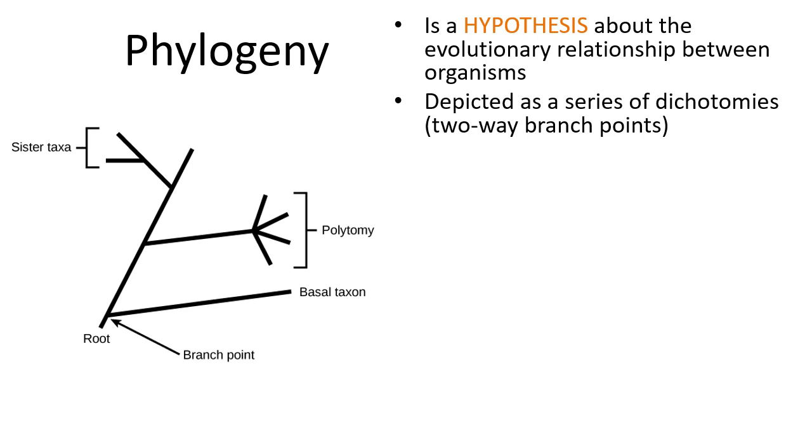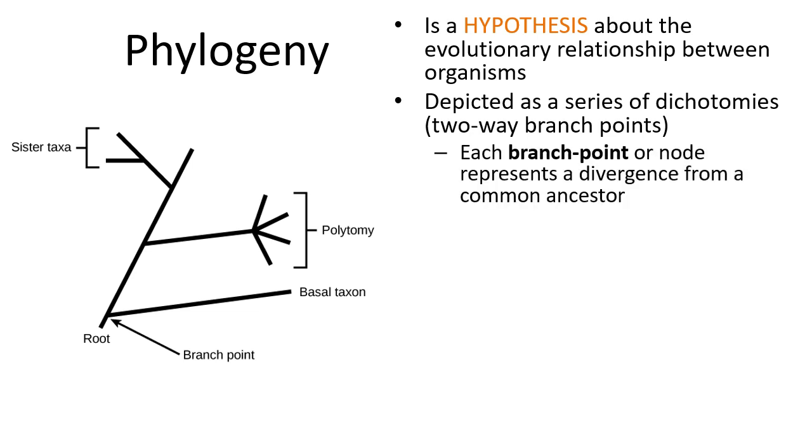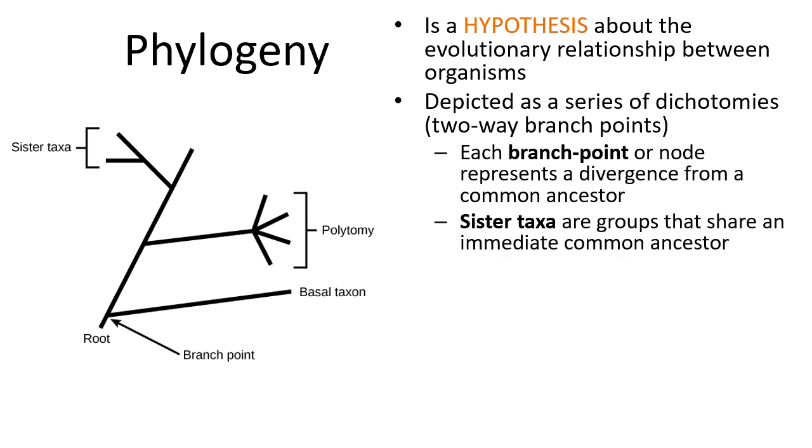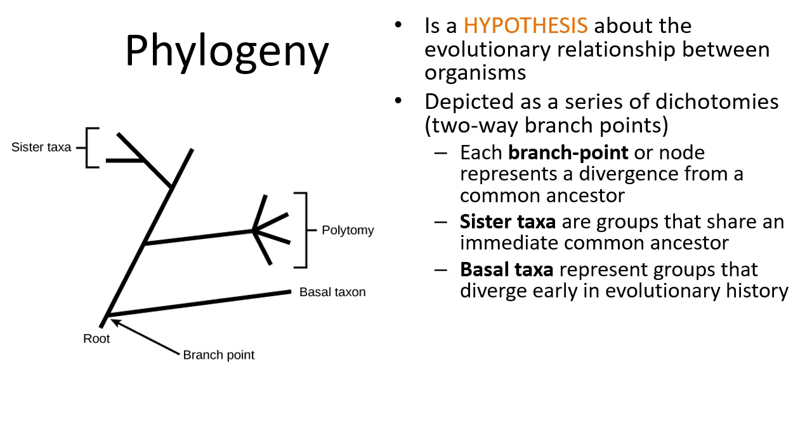All right, but essentially every node has at least two branches coming from it. Each branch point, or node, which you can see on the figure there, represents the common ancestor and divergence away from it. Sister taxa are those at the ends of the branches that share an immediate common ancestor. Basal taxa are groups that diverged early in evolutionary history. You see that there. The basal taxa on that one came out much further down on the root.